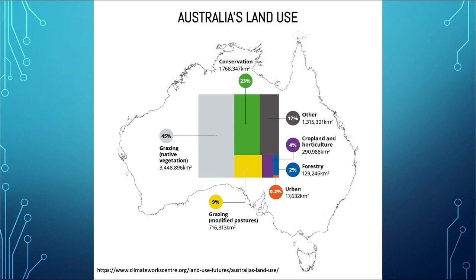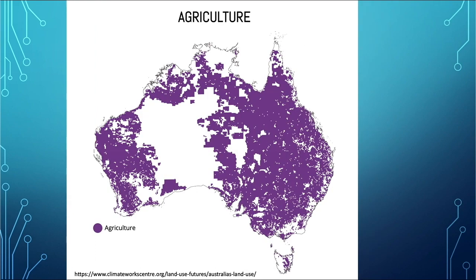And then there's forestry, which only takes up 2% of our land mass, and urban engagements are only at 0.2%. So we're not really removing that much land for probably urbanization, although it seems like it because we all live on the coast. We're really just grazing the land to oblivion in this country.